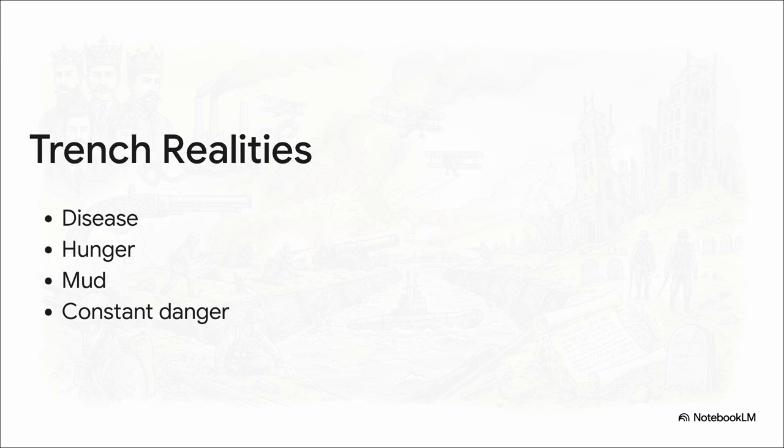Now, what's really interesting about this is that pivoting from the grand strategy of empires down to the ground level reveals an incredibly stark, brutal contrast. While leaders were pointing at grand maps, millions of young soldiers spent years trapped in muddy trenches. The daily realities were just horrific. We're talking rampant disease, crippling hunger, suffocating mud, and just constant, agonizing danger. This wasn't a war of glorious cavalry charges. It was a grueling, static nightmare of survival.